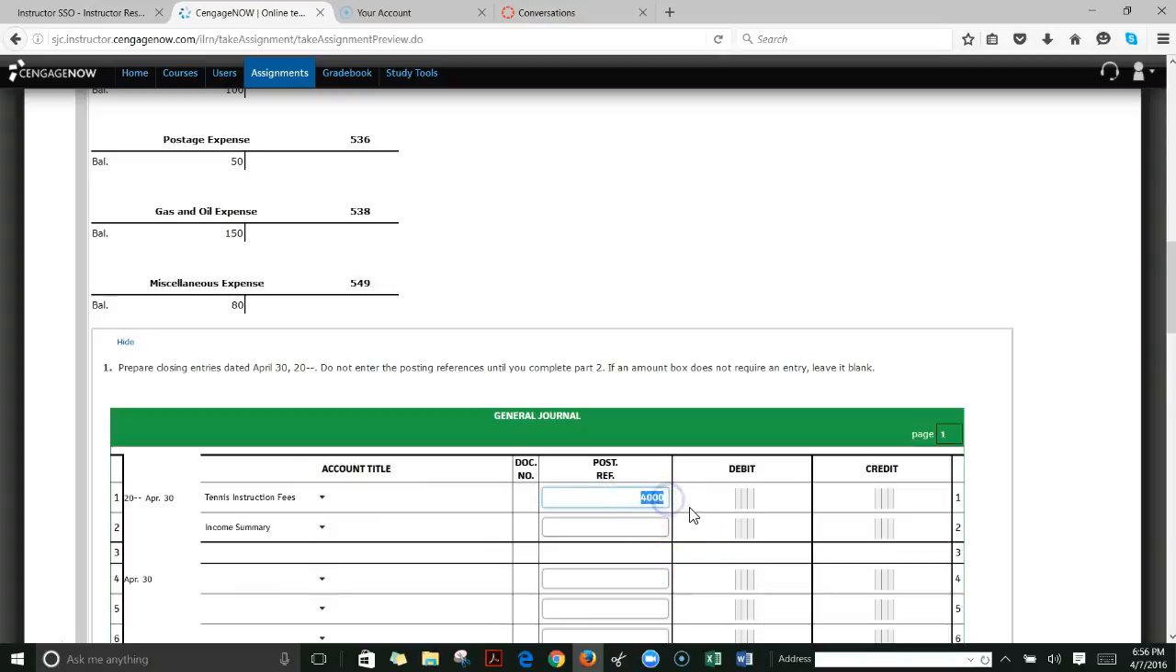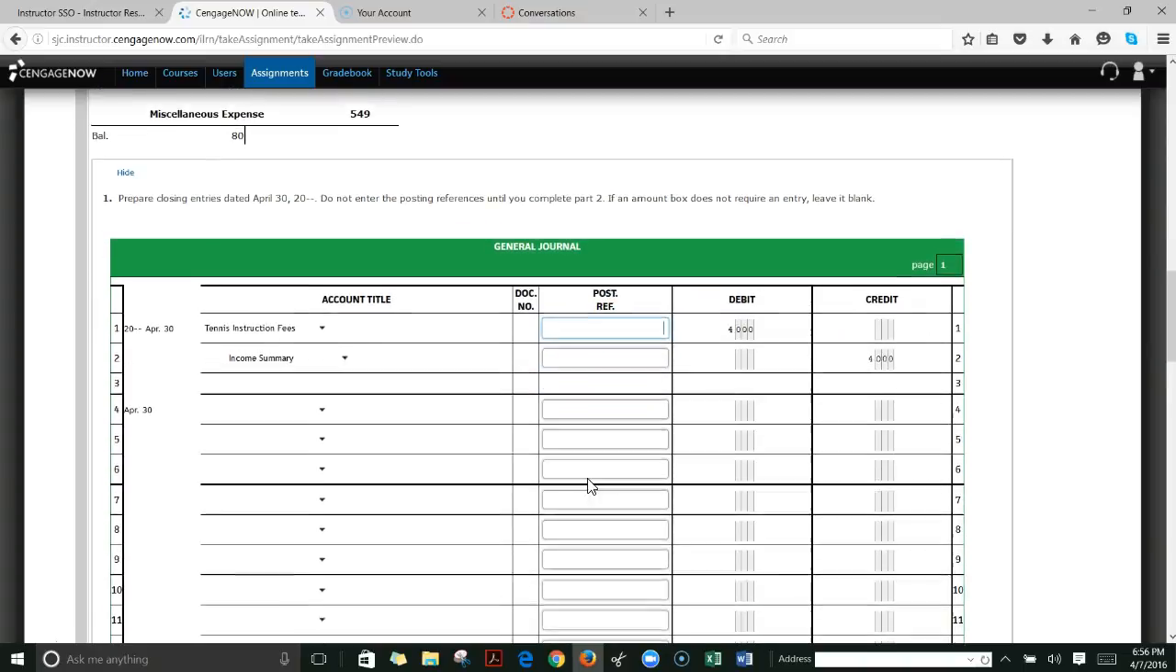It's a debit to close it into that account. And I put the post reference in the wrong place. So this should be 4,000, and this should be 4,000. We don't need to enter the post reference right now.